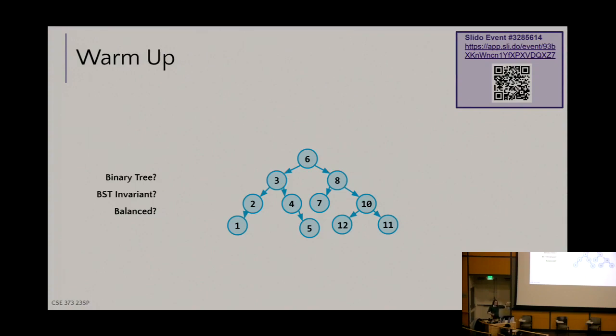Is it a binary tree? Does it satisfy the BST invariant? Is it balanced? You may not know what all of those words mean. That's okay. We're going to dig into it in more detail today. But at least chat through it with the people around you. The Slido should be open. Let's come back together in 2 minutes. I think this one's on the shorter side. Go ahead.